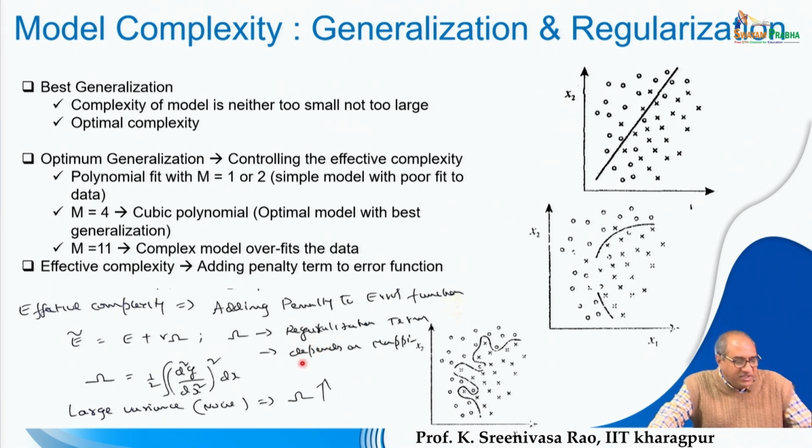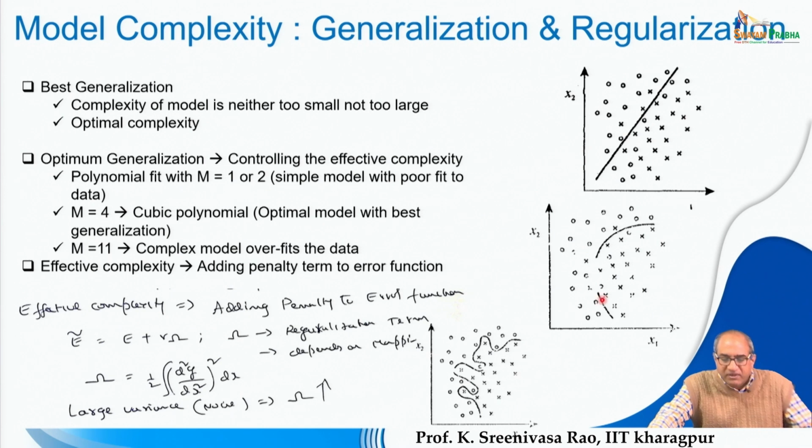So, it means the regularization term is nothing but, say, d square y by dx square that we are calculating, and the square of that. Wherever there are oscillations and you compute d square y by dx square over that, it gives you a larger value. That means wherever the noisy surface is there or wherever the sudden transitions are there, the d square y by dx square will give you a large value.